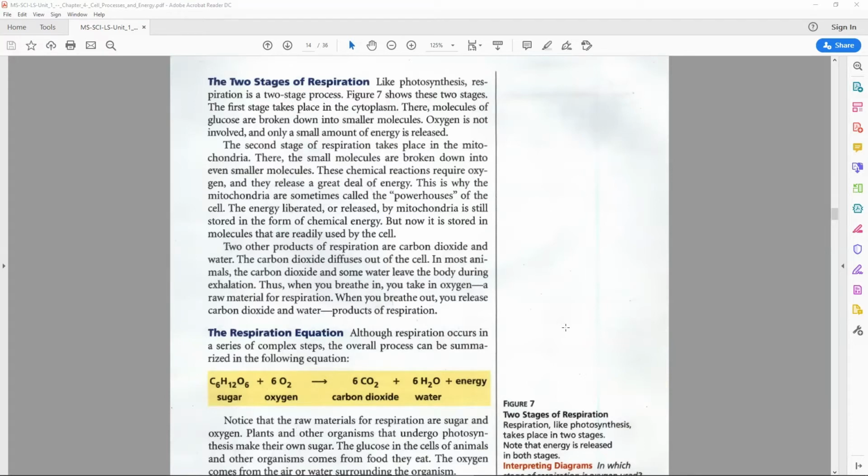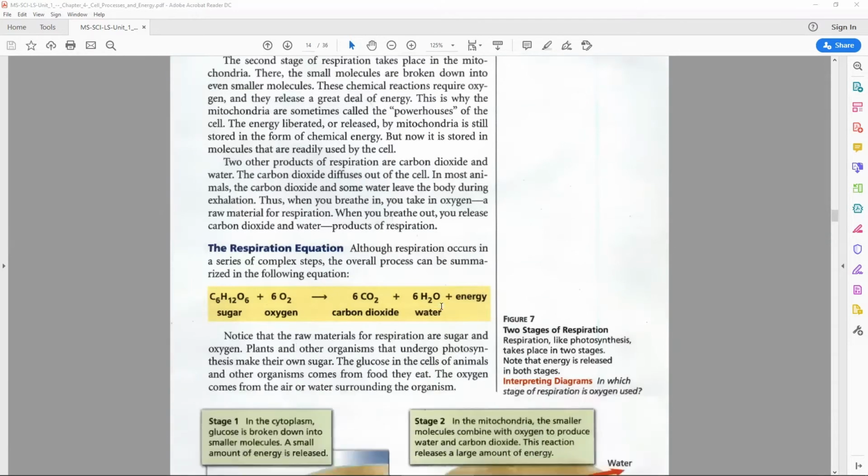Two other products of respiration are carbon dioxide and water. Carbon dioxide diffuses out of the cell, and in most animals, the carbon dioxide and some water leave the body during exhalation. Thus, when you breathe in, you take in oxygen, a raw material for respiration. When you breathe out, you release carbon dioxide and water, products of respiration.